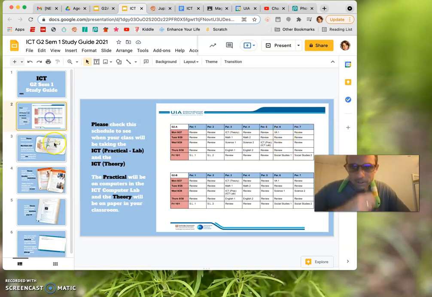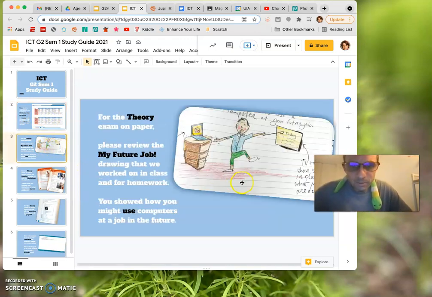Let's see what's going to be on our ICT test. Remember we did this drawing, your future job. You should take a look at that again in your notebook. If you didn't do one, you should think about making one. We did a drawing about how you would use computers at a job in the future.